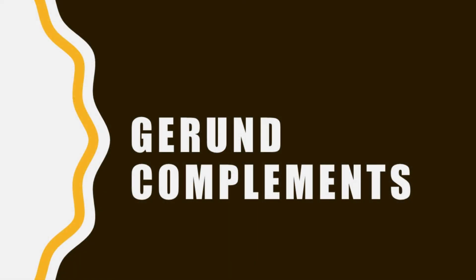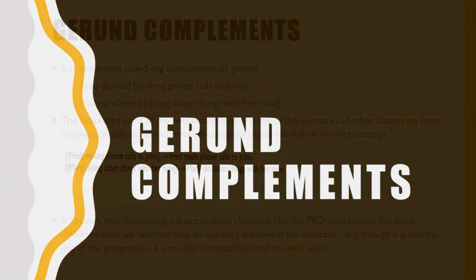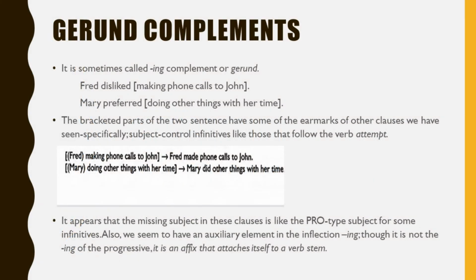The fourth type of complements is the gerund complements. While that clauses and infinitives cover a large range of verbal complements in English, there is an additional type of complement, sometimes called the -ing complement or gerund, which must also be discussed. Consider then an additional pair of sentences. Fred disliked making phone calls to John. Mary preferred doing other things with her time.